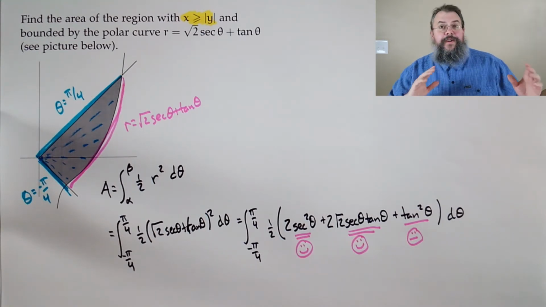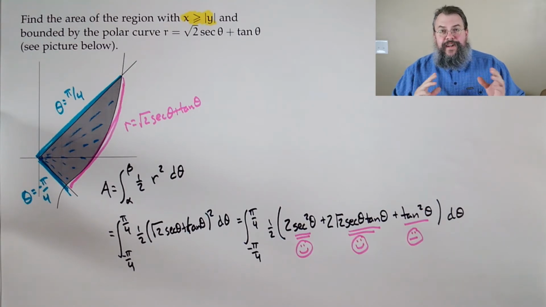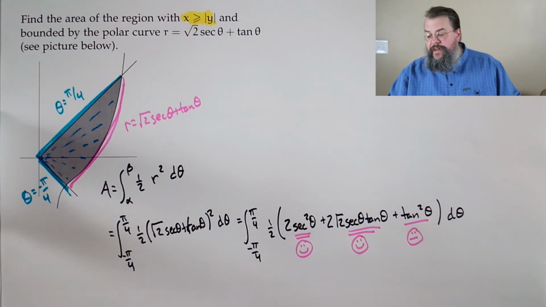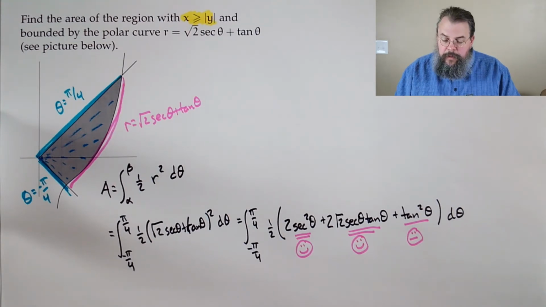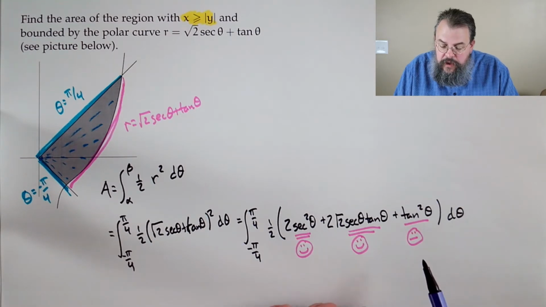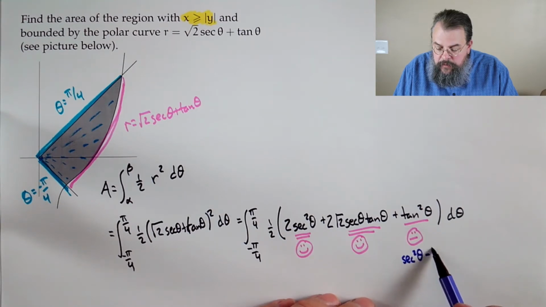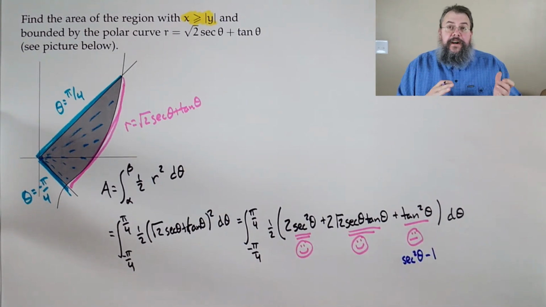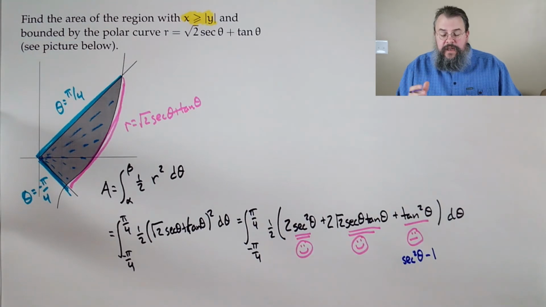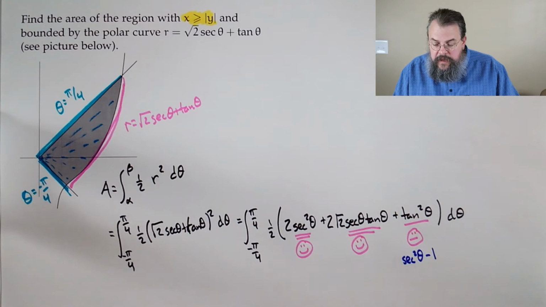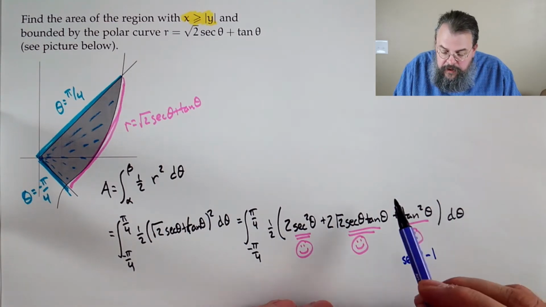And for this, we say, oh, there's a nice relationship between secant and tangent. More particularly, there's a beautiful relationship between secant squared and tangent squared. So what we can do is we can say, you know, tangent squared is the same as secant squared minus 1. That comes from our identity, tangent squared plus 1 equals secant squared. So what do we get?